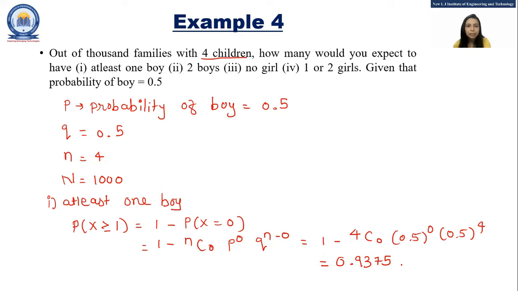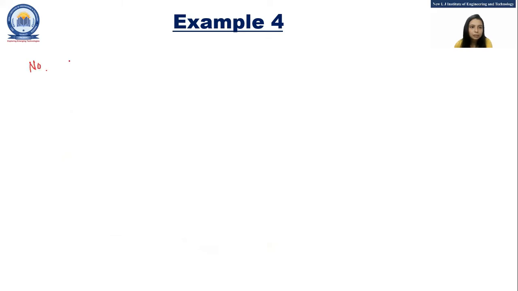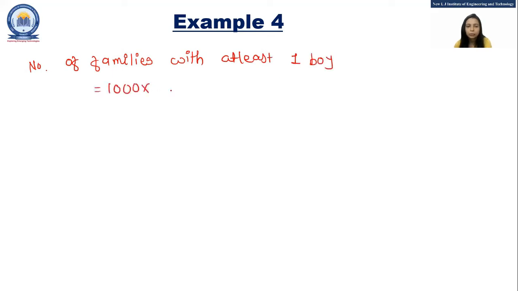Now, how many families have at least one boy? So the number of families with at least one boy is equal to 1000 into 0.9375. So that is equal to 937.5 and that is near to 938.